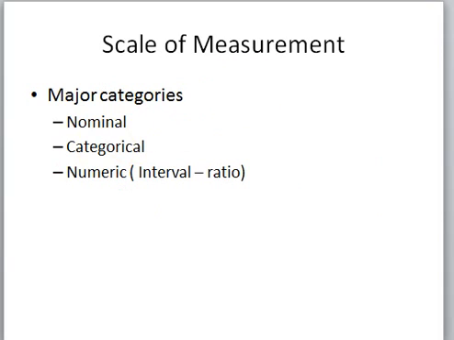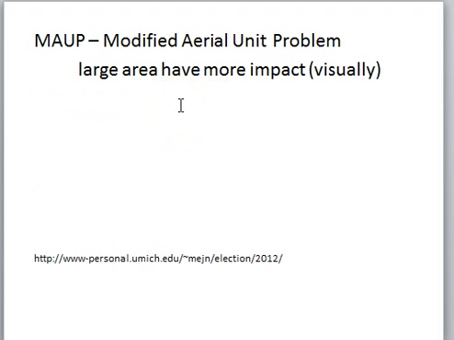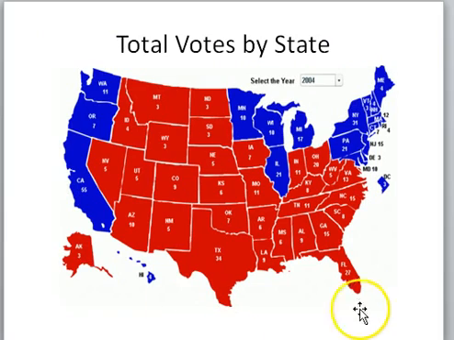Okay, let's see. One thing she might have talked about a little bit was the modifiable areal unit problem, or MAUP. This is when you have a large physical area, like a large polygon like Arizona, having more visual impact than a small polygon like New Hampshire. So when you map those, that big mass of one color has way more impact.